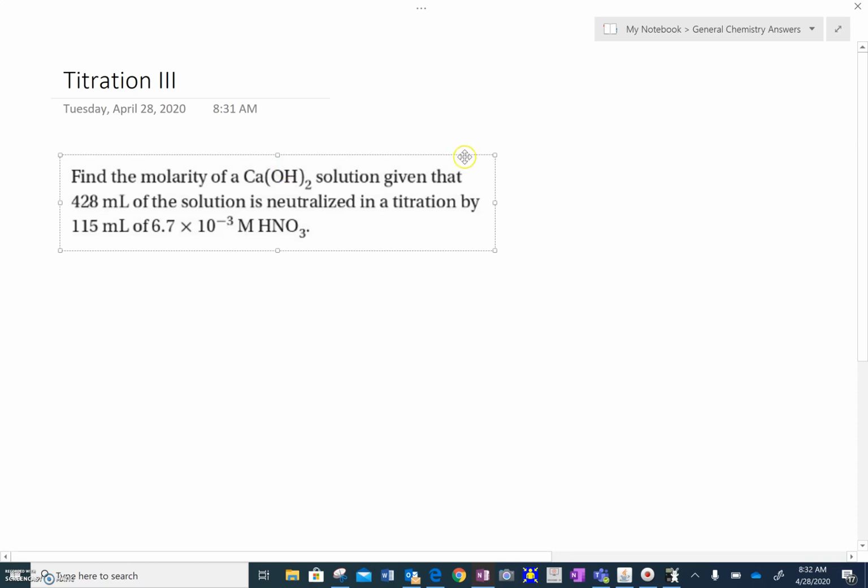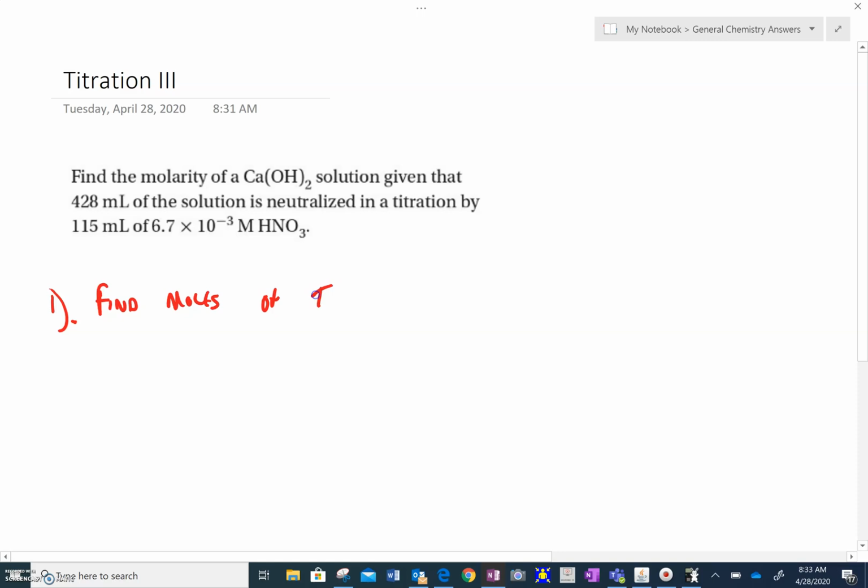So this one says find the molarity of a calcium hydroxide solution given that 428 mils of the solution is neutralized in a titration by 115 mils of 6.7 times 10 to the negative third molar HNO3. So remember that our first step is always to find moles of the known. So it's up to us to determine which of these two solutions is the known. In other words, which one do we already know the concentration? Well, they give it to us right here.